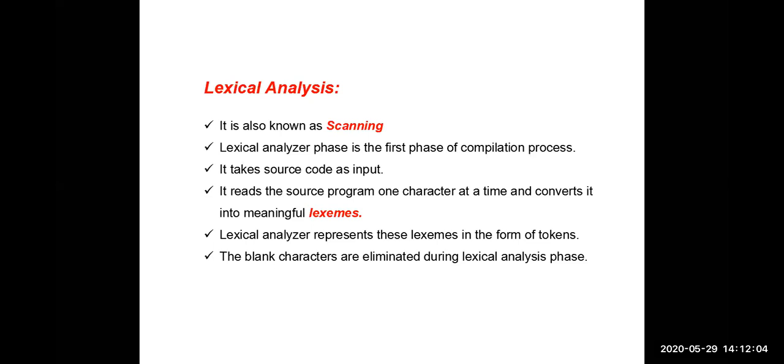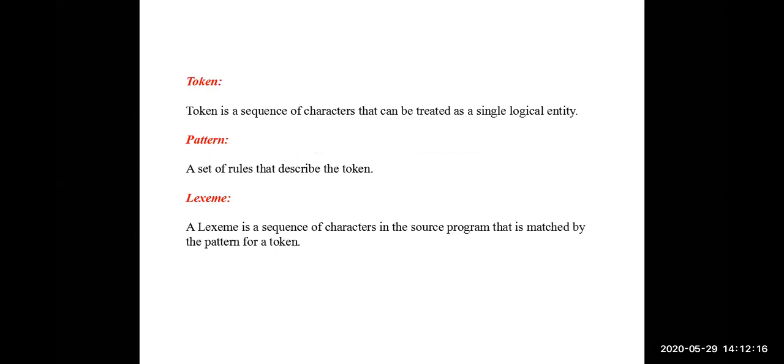What does a lexeme mean? A lexeme is the sequence of characters in the source code that match the pattern of a token. Clear? Tokens are the basic units of the programming language. Lexemes are sequences of characters in your program which match those tokens. The group of characters in your program which match the tokens are known here as lexemes. So in one line, the lexical analysis part is to identify the lexemes in the program.